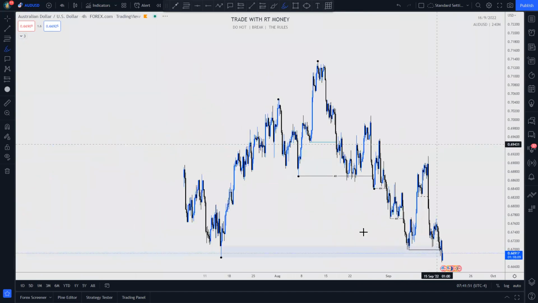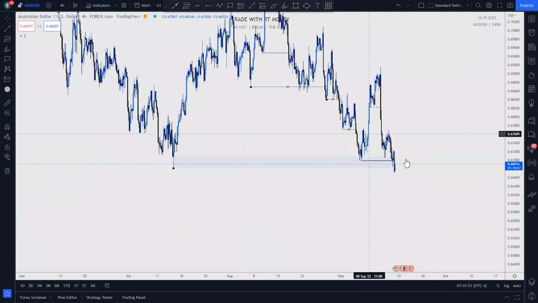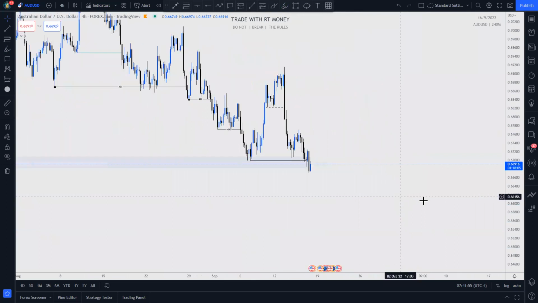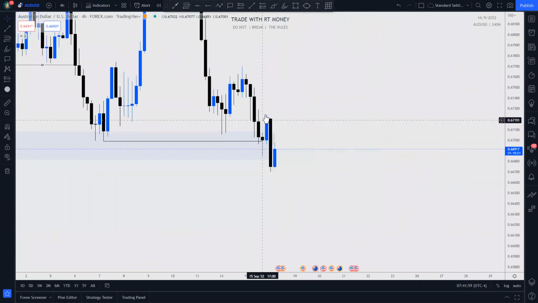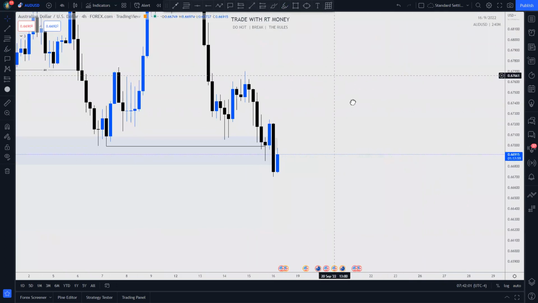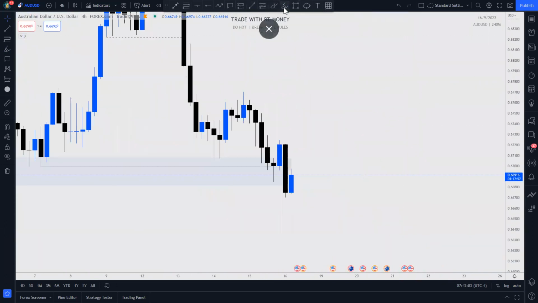Here is that 4 hour close I was telling you about. I want to bring your attention really close to this. This created a bearish engulfer. This is a very bearish candlestick formation, right? Very bearish.